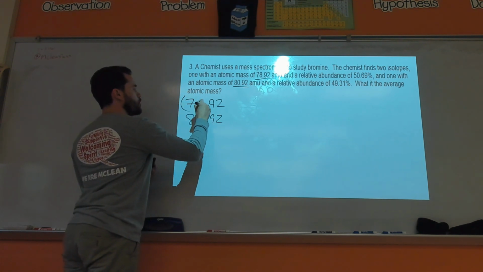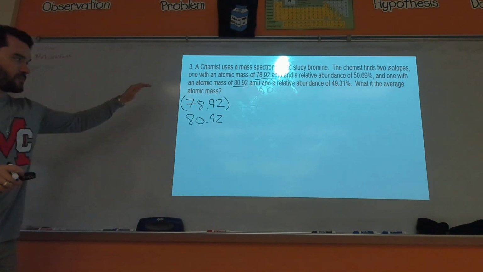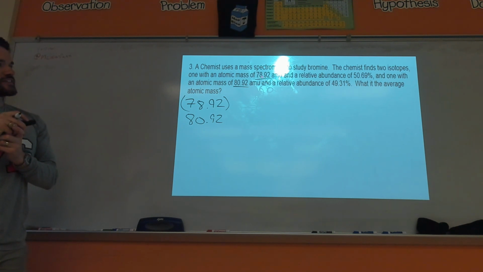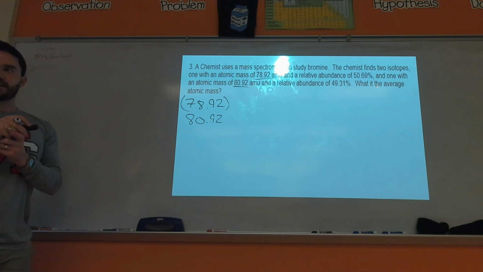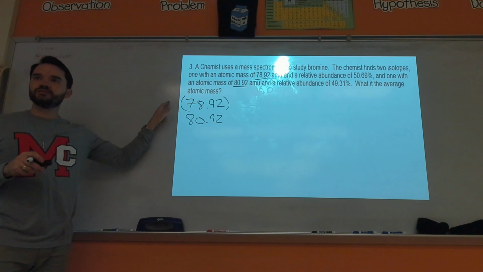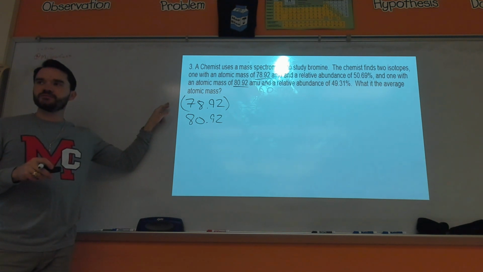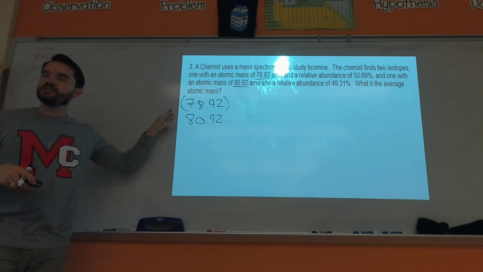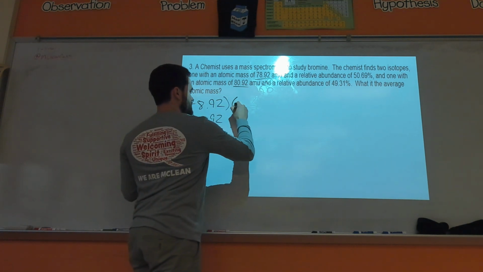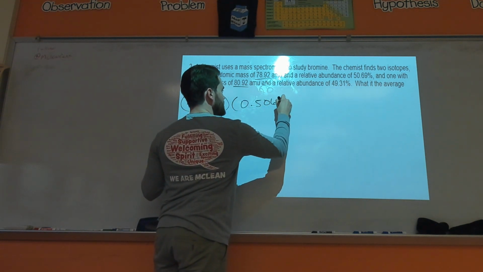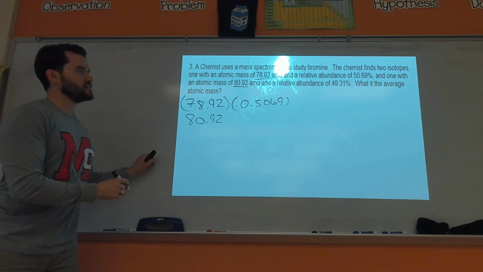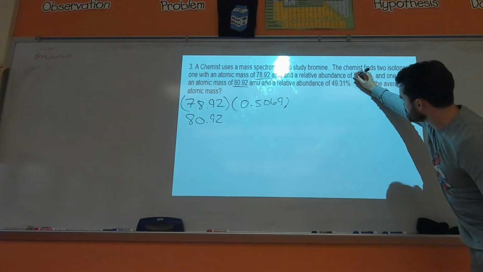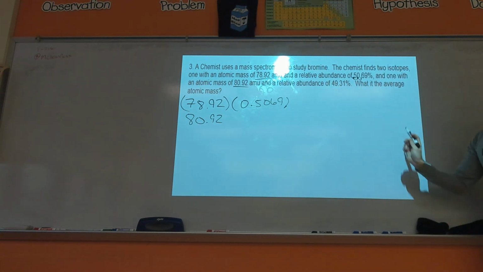Okay? And then multiply by the percent abundance as a decimal. So the abundance that goes with 78.92 is 50.69. So what would I multiply this by? What would I multiply this by then? 0.5069, yep, good. Okay? No, because this should go 1, 2. So 0.5069.